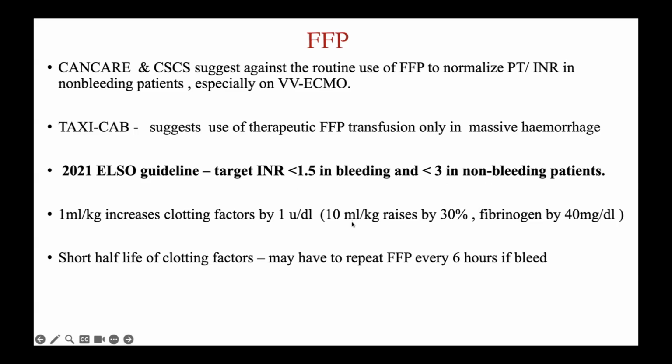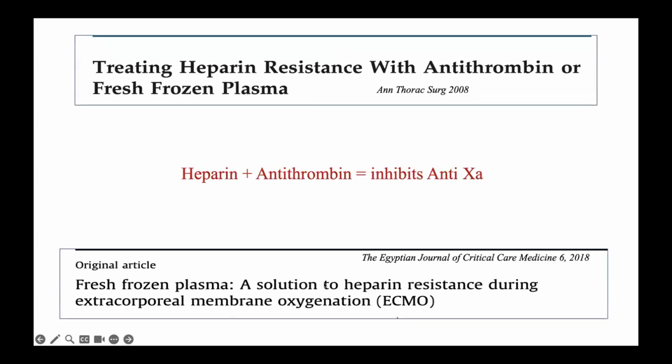And this is your increment. 10 ml per kilo of FFP will raise your coagulation factors by 30%, and fibrinogen by 40. Remember, when there is bleeding, there's a short half-life of coagulation factors, especially factor 7. So you may have to repeat FFP every 6 hours if the patient is bleeding.